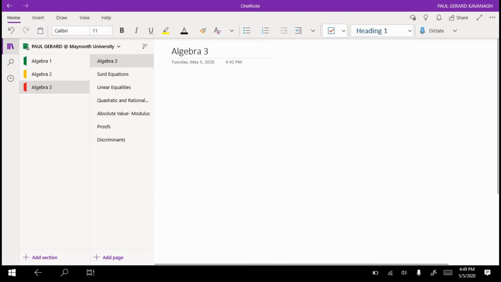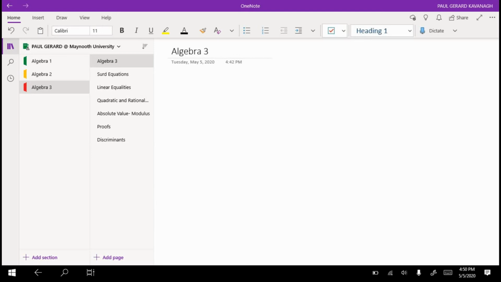So the topic that we're looking at today is Algebra 3. We're going to look a little more in depth at the concepts and add some more to what you would have heard of in primary school. We'll cover surd equations, linear inequalities, quadratic and rational inequalities, the absolute value, which is known as the modulus, some proofs and discriminants, and this will finish algebra completely.